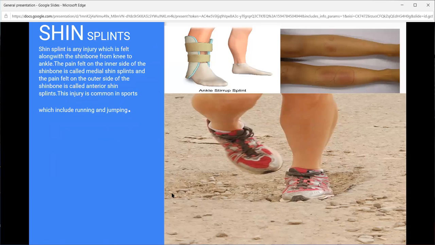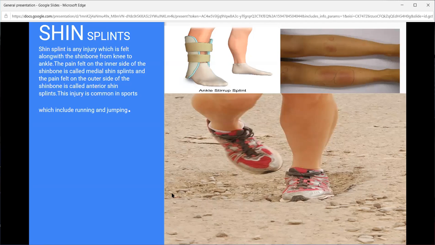Shin splints. A shin splint is any injury which is felt along the shin bone from knee to ankle. The pain felt on the inner side of the shin bone is called medial shin splints, and the pain felt on the outer side of the shin bone is called anterior shin splints. This injury is common in sports which include running and jumping. There's not much to explain, but any injury which occurs in that part is called shin splints, and it's very common.